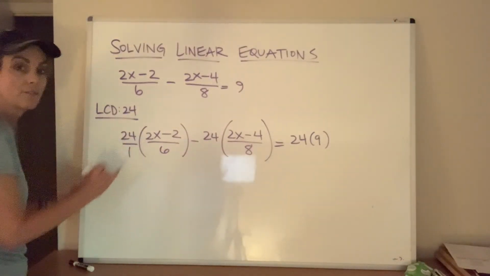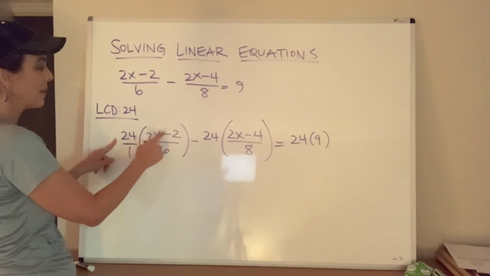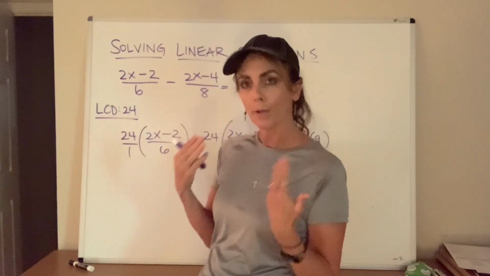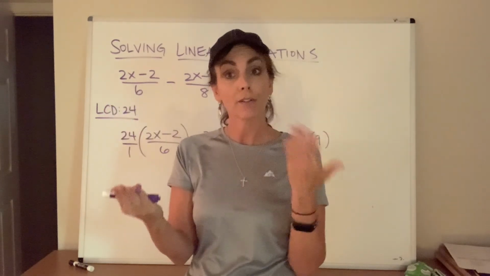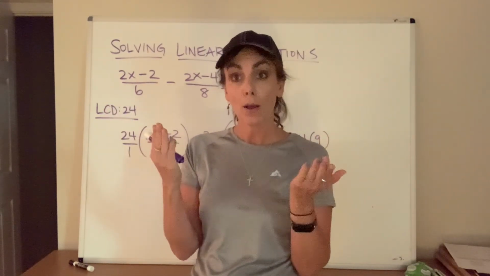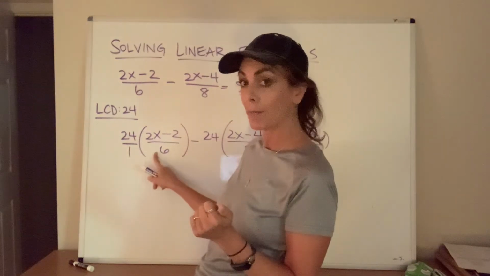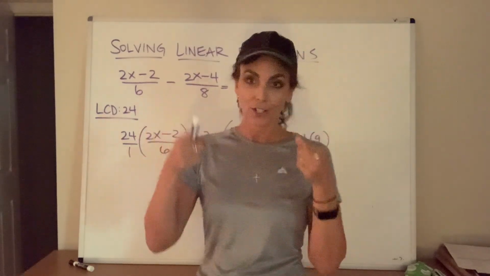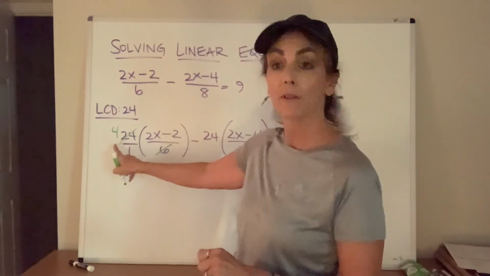This is the same as 24 over 1. But I'm looking at 24 over 1 times something over 6. Well, remember that when I'm multiplying fractions, I'm multiplying the numerator times the numerator and the denominator times the denominator, okay? So I can think about this numerator over this denominator, and I can simplify this fraction. You know what 24 divided by 6 is, right? This will just be 4 now.